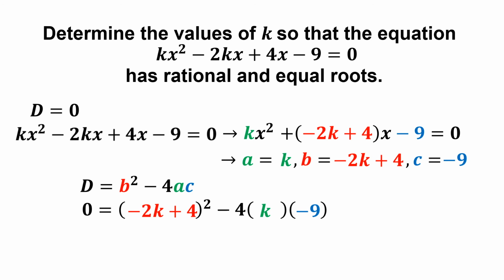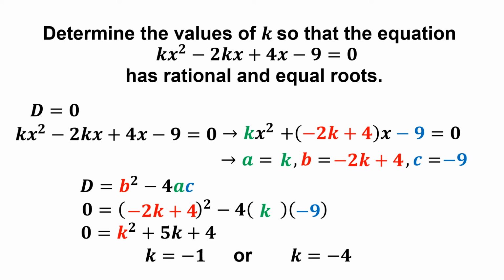Now, let's compute d by substituting the values of a, b, and c to d is equal to b squared minus 4ac. This gives us the equation 0 is equal to k squared plus 5k plus 4, whose roots are k is equal to negative 1 or k is equal to negative 4. Therefore, the values of k that we are interested in are negative 1 and negative 4.